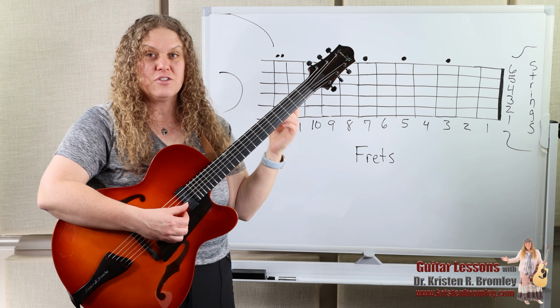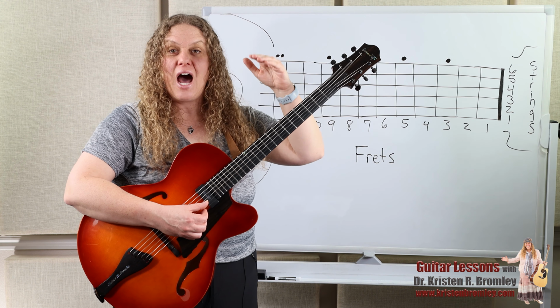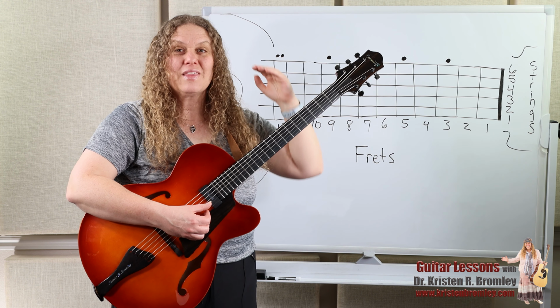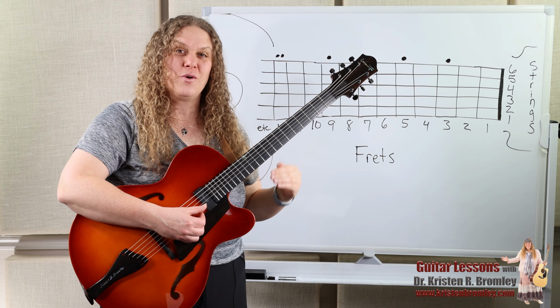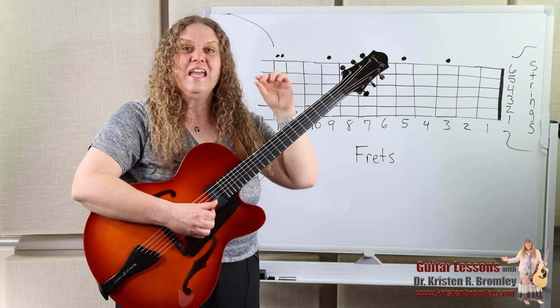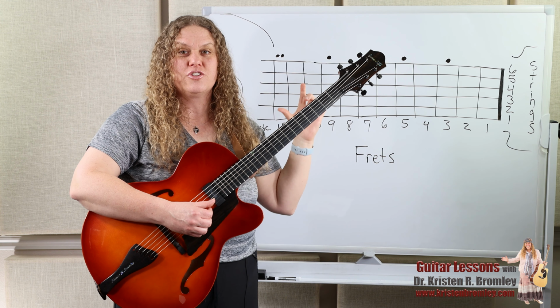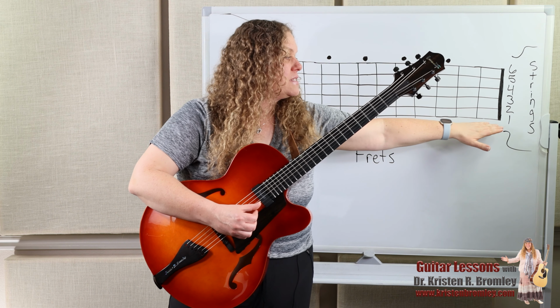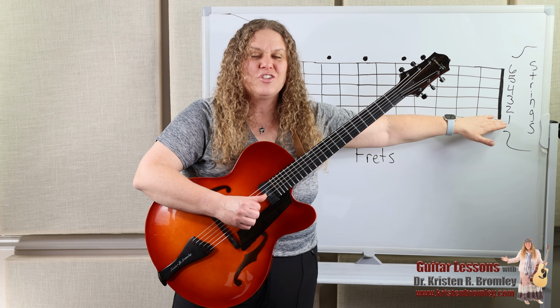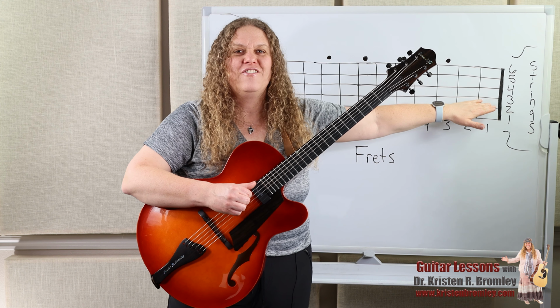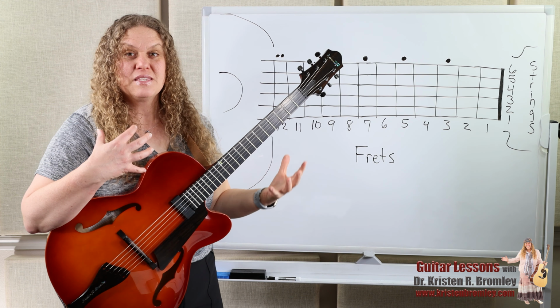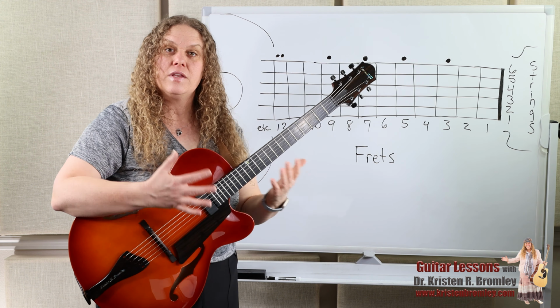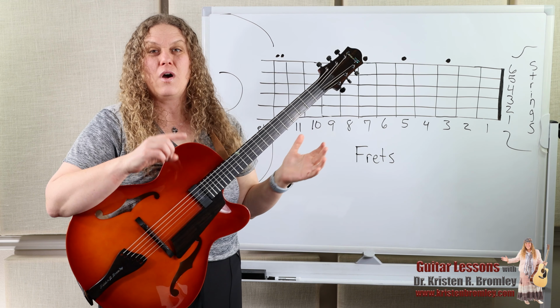So we're going to number these strings, and we're going to number them from top to bottom. Highest sound to lowest sound. Another way to think of it is smallest string to largest string. So clear up on top, we have string number 1, then 2, 3, 4, 5, and 6. Sometimes this gets confusing, and you may even hear guitarists use the wrong number.